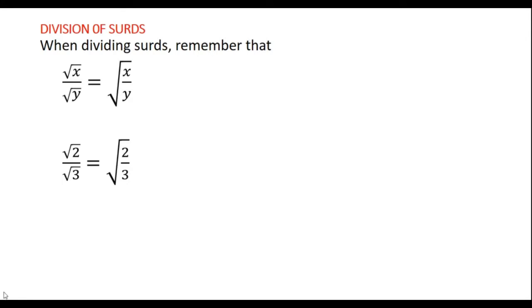When dividing surds, we have to remember that if you have square root of x divided by square root of y, it is going to give us square root of x divided by y. So for example, if you have square root of 2 divided by square root of 3, we are going to have square root of 2 divided by 3. If you watch the video on properties of surds, you will see that this is one of the properties.